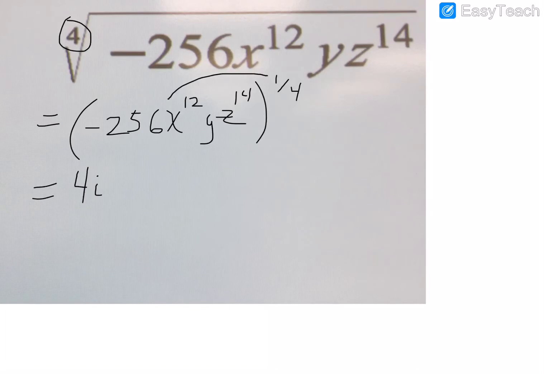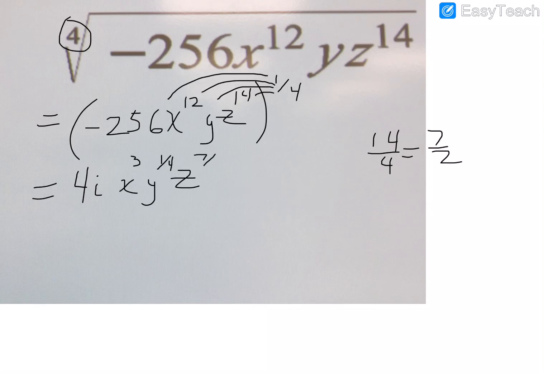And then we're going to multiply these exponents, all of them, by 1/4. So 12 times a 4th is 3. The y will be raised to the 1/4 power, because it's 1/4 times 1. And the z will be to the 14 over 4, which is 7 over 2. And there's your final answer.